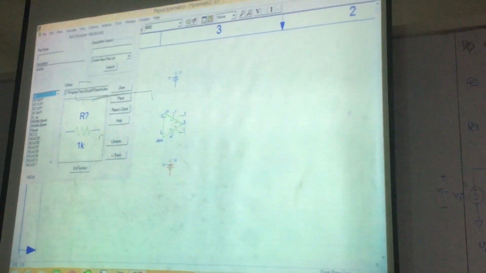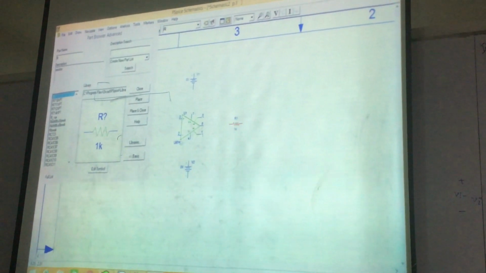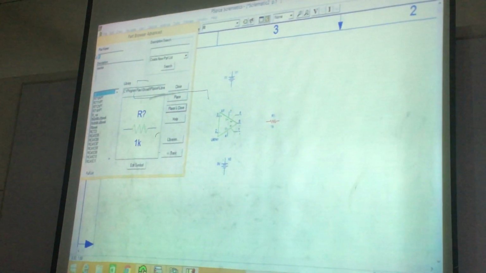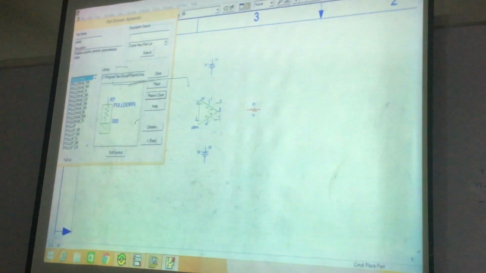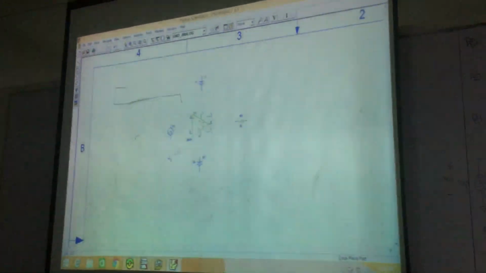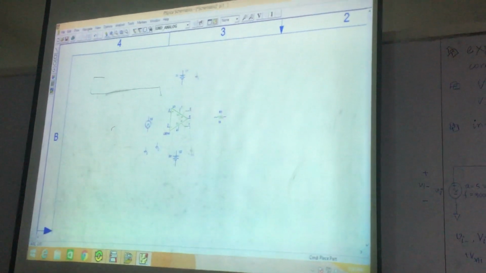One resistor. The triangular source can be generated using this source called V pulse. So one copy of it goes here, and we need our ground. 1, 2, 3, 4, 5 pieces of ground.